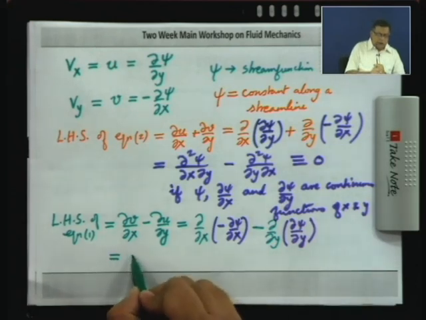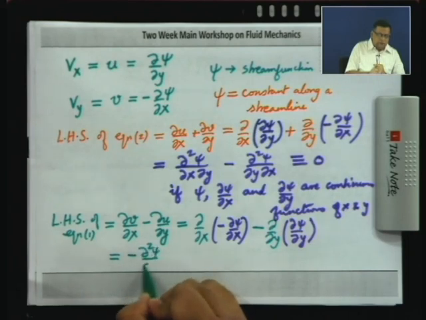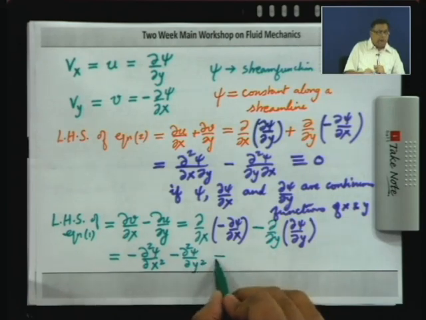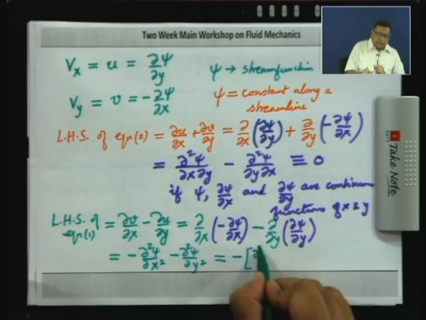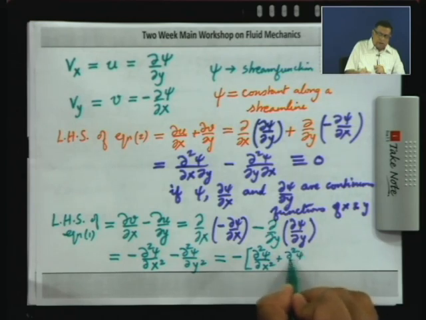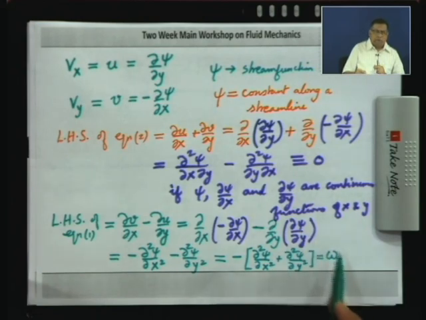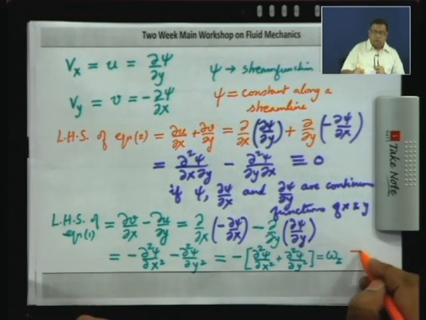So, these two terms I can write as minus del 2 psi del x squared minus del 2 psi del y squared. Now, if I factor out the minus sign, you have minus the 2D Laplacian of psi, del 2 psi del x squared plus del 2 psi del y squared. Now, this quantity by definition is actually the omega z, the vorticity component. So, this is a general relation between stream function and vorticity for 2D flows, but here for potential flows this is equal to 0.